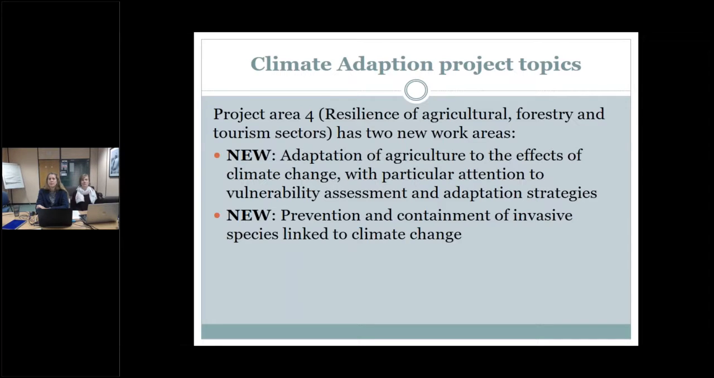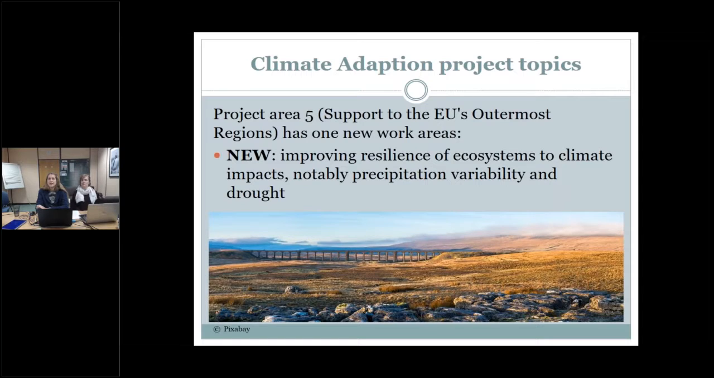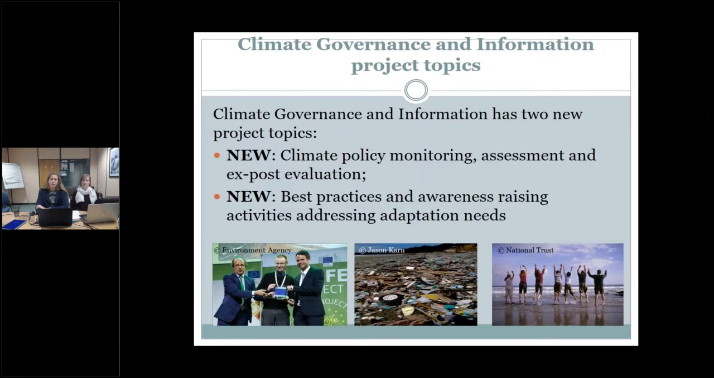Then there are 2 new project topics under project area 4, resilience of agriculture, forestry and tourism. These new project topics include adaptation of agriculture to the effects of climate change, with particular attention to vulnerability assessment and adaptation strategies, and the prevention and containment of invasive species linked to climate change. Under project topic 5, the support to the EU's outermost regions, a new project topic was included to focus on improving resilience of ecosystems to climate change and notably precipitation variability and drought.